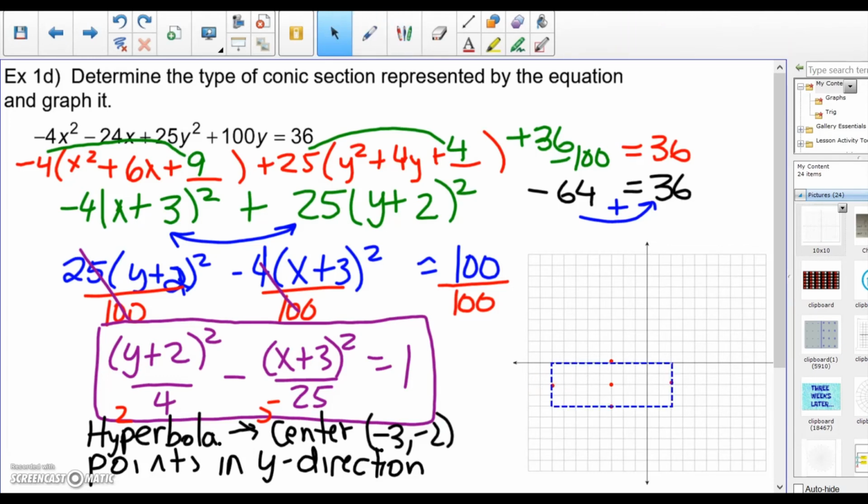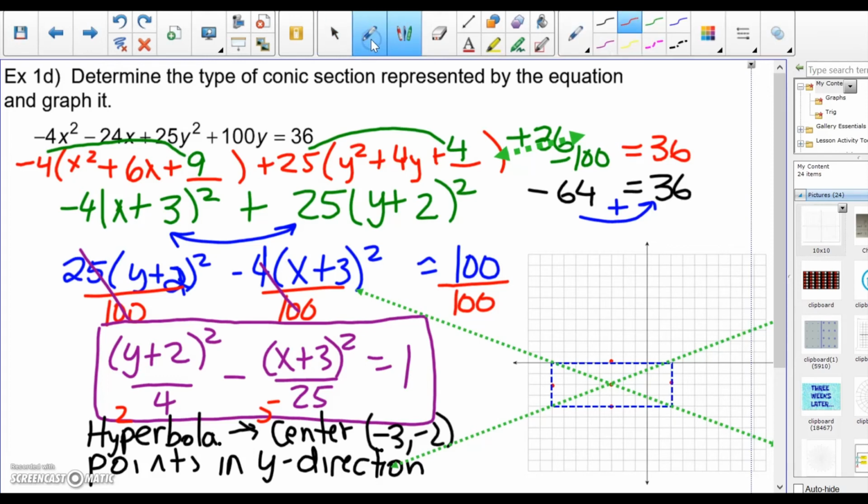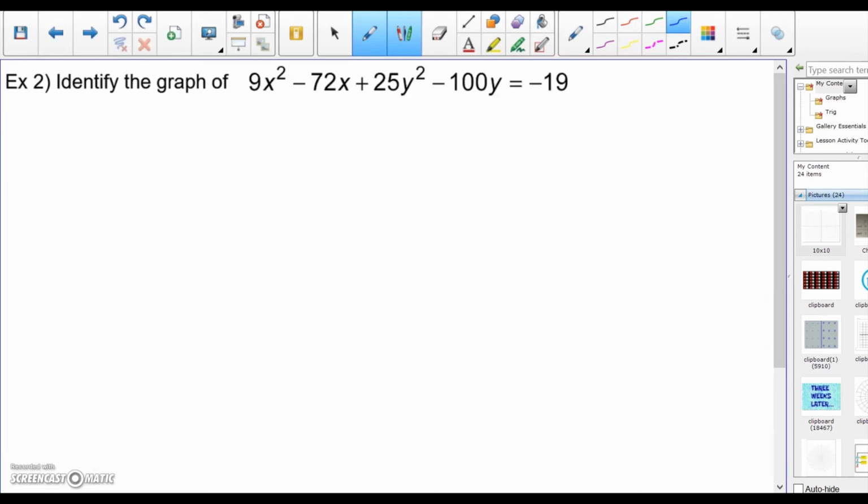Draw the rectangle through the points, and then draw your asymptotes. So now we have the boundaries, and you have to do this step. Don't skip this step. Okay, you have to do this because that's what tells you how wide to make your hyperbola curves. So once we have that, we can draw our curves in so that they will curve around and follow those boundary lines. There we go.